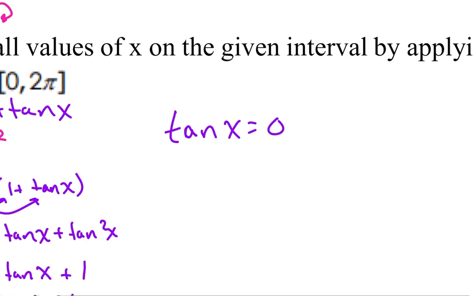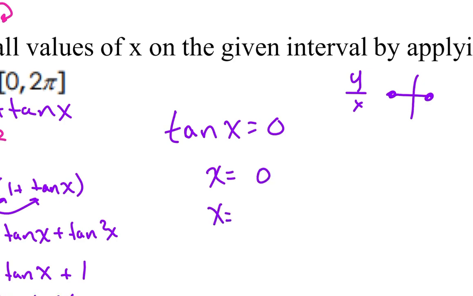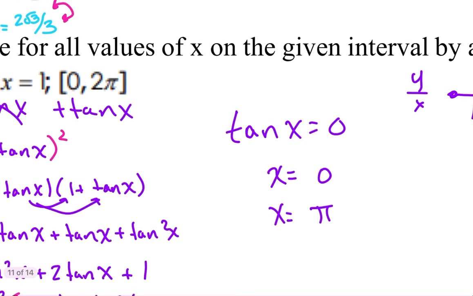When does that happen? Since tangent of x is y over x, really it's when does the y give us 0, right? So that the x doesn't matter. That's only going to happen on the x-axis, not the y-axis, at the 2 poles of our x-axis. So x can be 0, x can be pi.